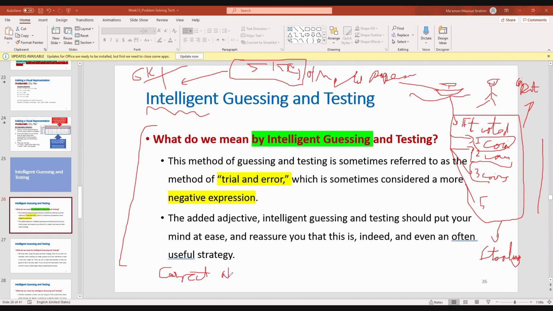This is what they call, maybe in Arabic, experimental research, البحث التجريبي. So I might create a theory based on some experience or experiments. Okay, so my data should be correct and my data should make sense.